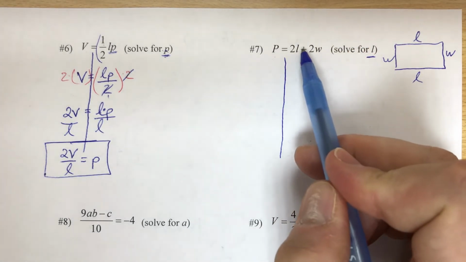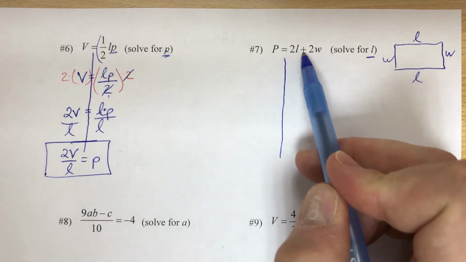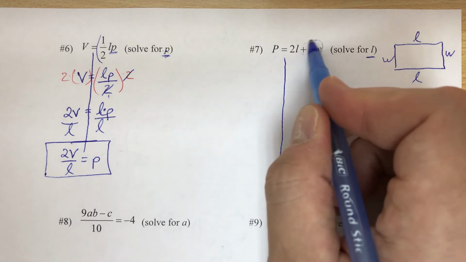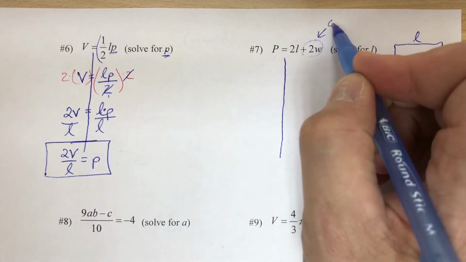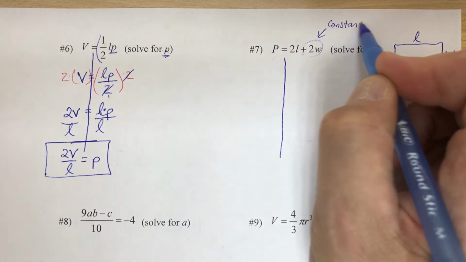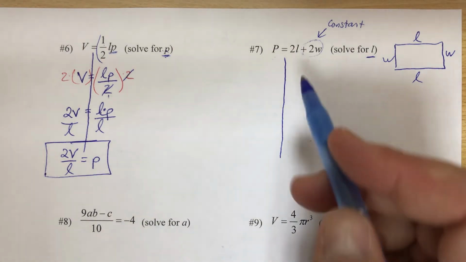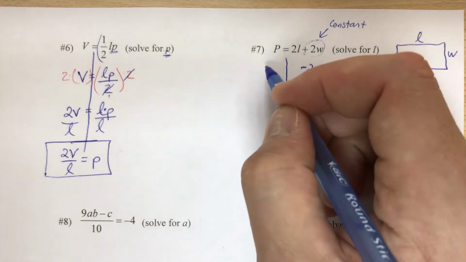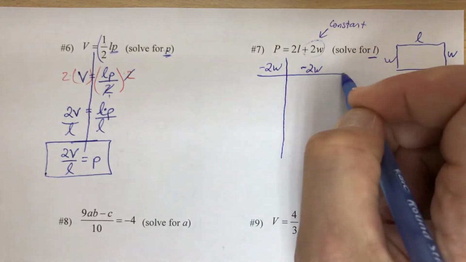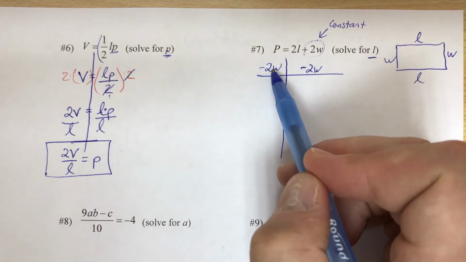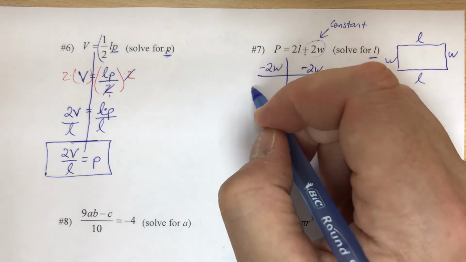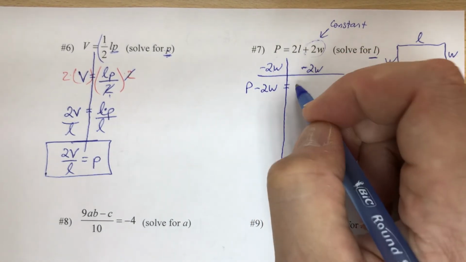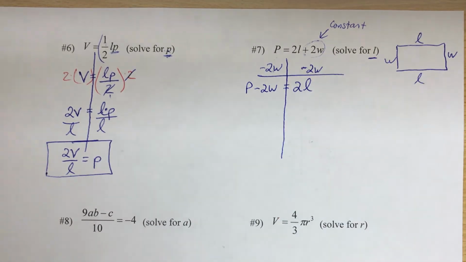Okay, now in this case, we do actually have a plus or a minus here. We have a plus. 2L plus 2W. I'm going to move this whole thing. This is like a constant. Remember, that is some number. That's just a value. And to move that value, I am going to subtract 2W. Now, we're not allowed to combine these. They're not like terms. So I'm just going to write P minus 2W equals 2 times the length.